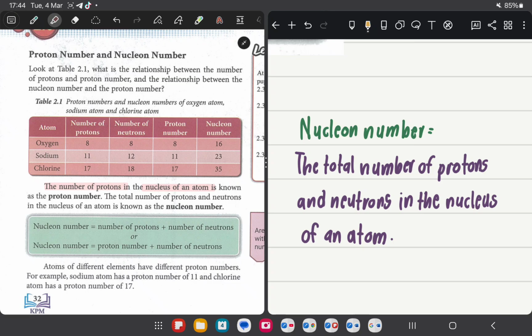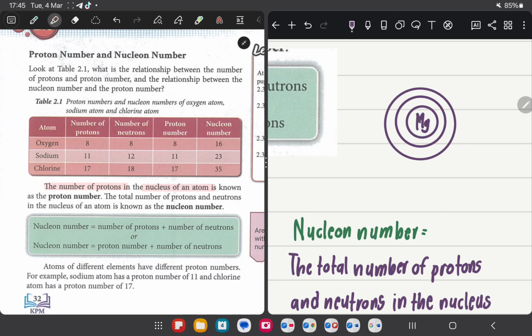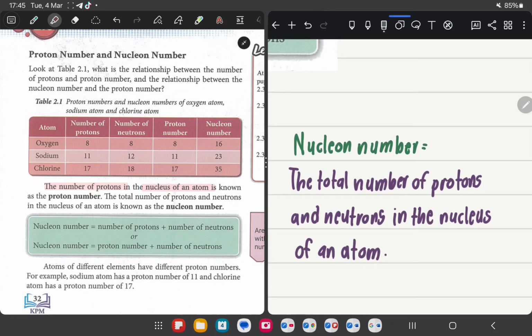Okay, wait, I show you a drawing. Let's say this is the nucleus, first shell and second shell. Let's say my atom is Mg. Inside the nucleus, I have my protons and neutrons, while my electrons are all over here, scattered around. That is how the drawing looks, but there is a correct way to draw it. I will tell you later.